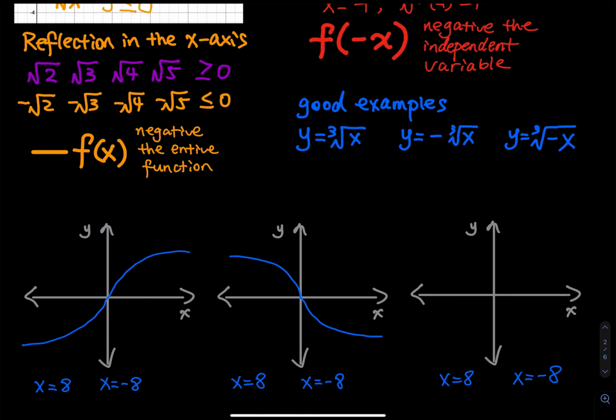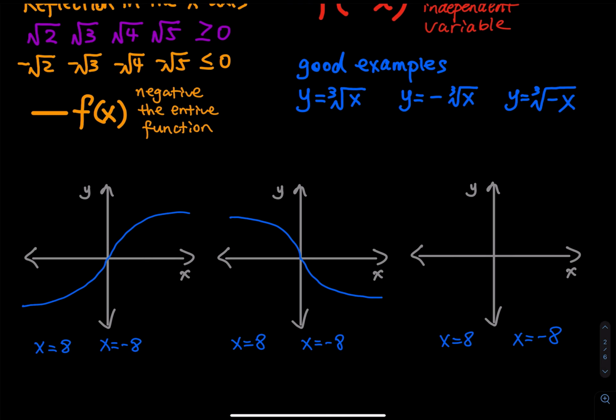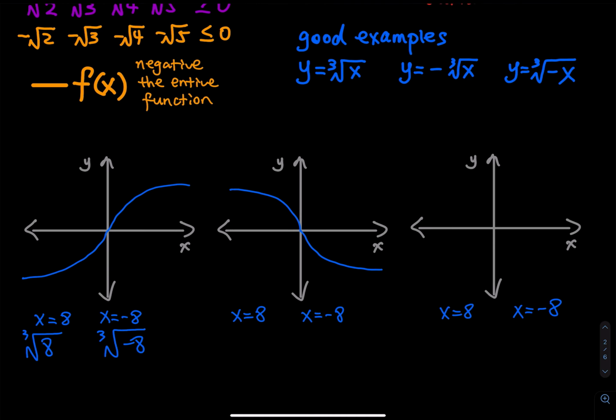Okay, let's check. When x is equal to 8, we have the cube root of 8, and then the cube root of -8. So this is equal to 2. This is equal to -2, right? Am I right? And then what else? This one, when x is equal to 8, we have negatives.